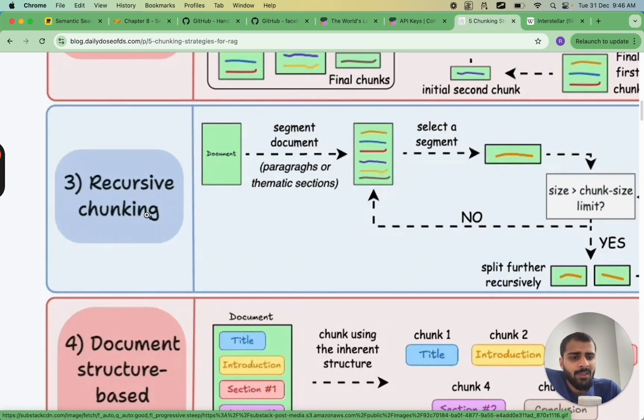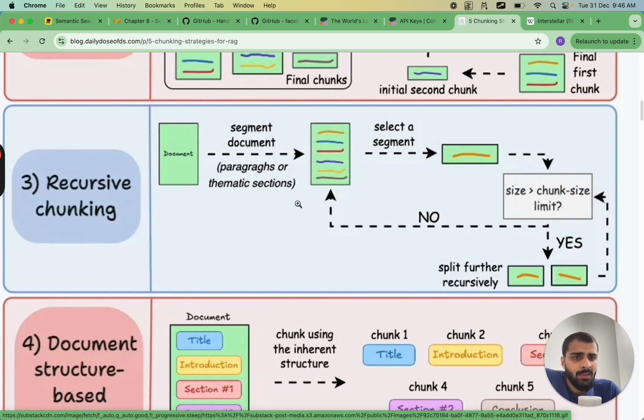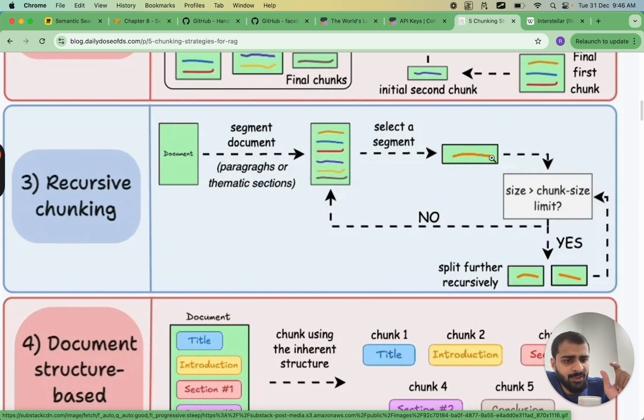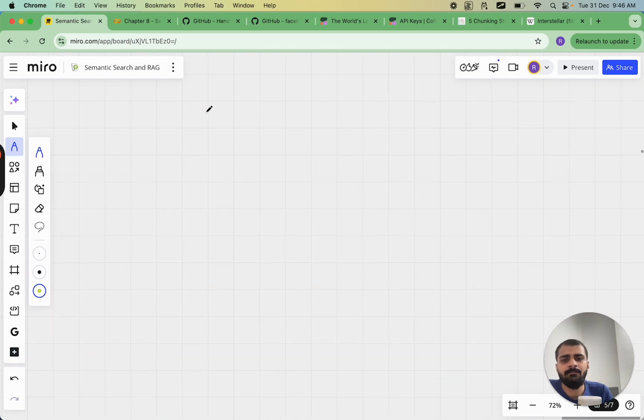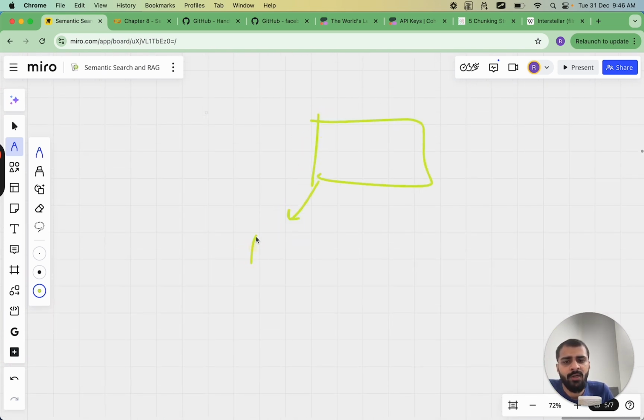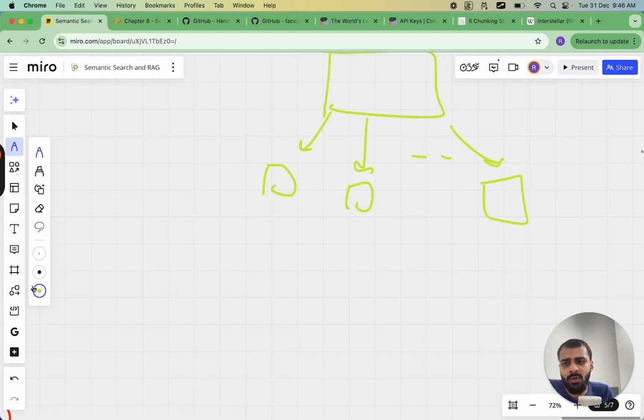The third type of chunking is called recursive chunking. In recursive chunking, what's usually done is that we select a segment and we keep on adding more segments or more sentences until the size is reached. So let's say for example you have a document, and you already grouped it into chunks. Now if you're looking at an individual chunk and you see that its size is very large, then you again break it down into smaller chunks.